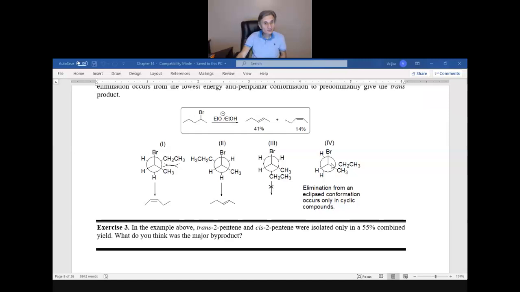But it's still reasonable. So you need to know for each of these 4 transition states their features, what they lead to. This one leads to a less stable product, so minor product. Second, the most stable product, major product. Third, cannot lead to elimination. Fourth, can lead to elimination, but only in rare cases, typically cyclic compounds.